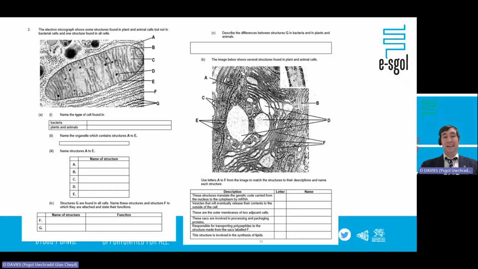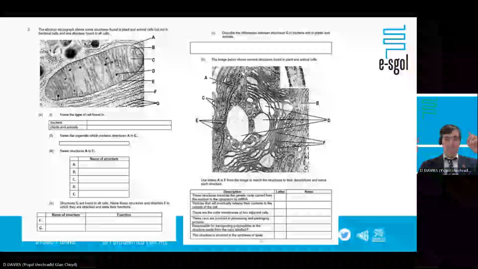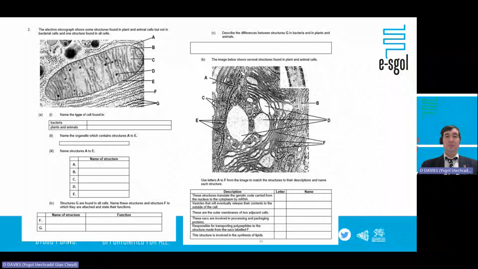Name the organelle. Again, cylinder shaped, folds on the inside. Remember. Name structures A to E. This is all naming parts of the organelle that I'm trying desperately not to mention, the organelle that I've just referred to in A part 2. Structures G are found in all cells. Name these structures and structure F to which they are attached and state their functions. Again, structure and function. What's E? What's F? What's G? What do they do?